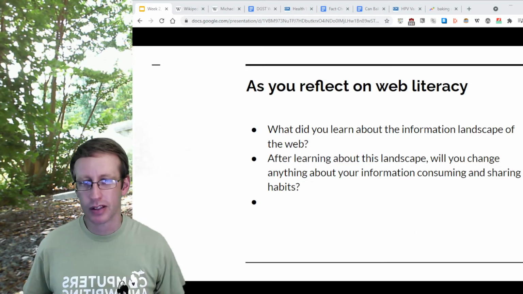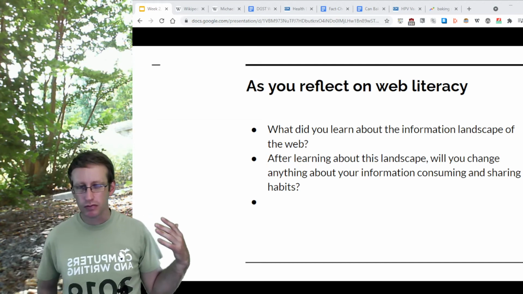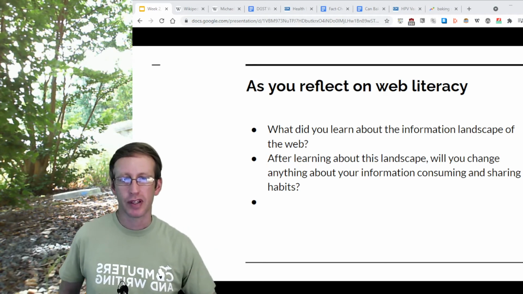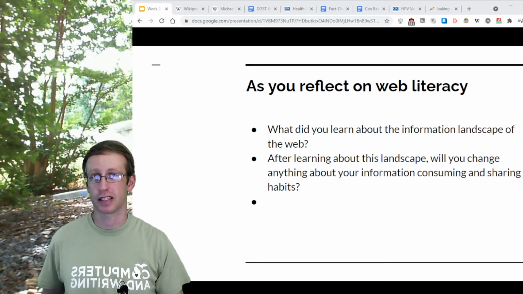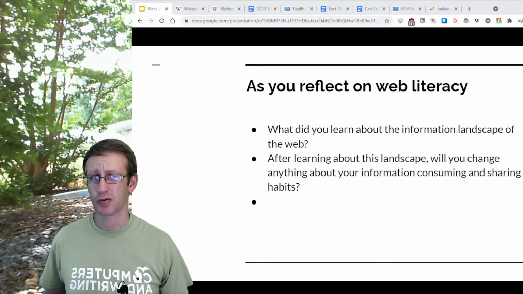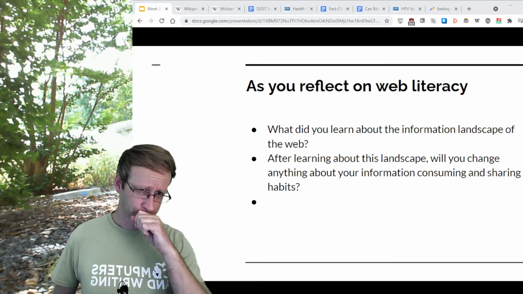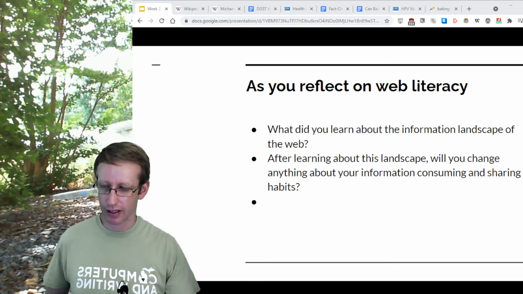So as you think about this web literacy project, right? So you've learned about a particular topic, obviously, a particular question. But the bigger picture is understanding the information landscape of the web, where information comes from, where news comes from, where fake news comes from, and how it circulates. And I hope that you've learned about this, and I hope that it's been interesting.